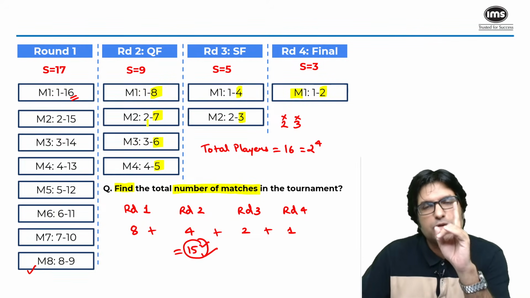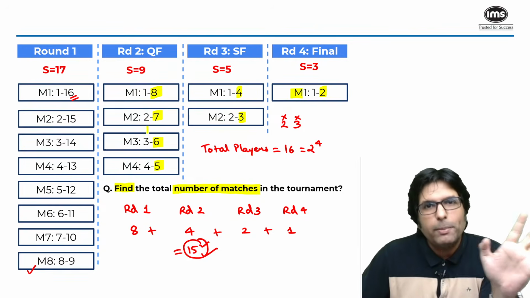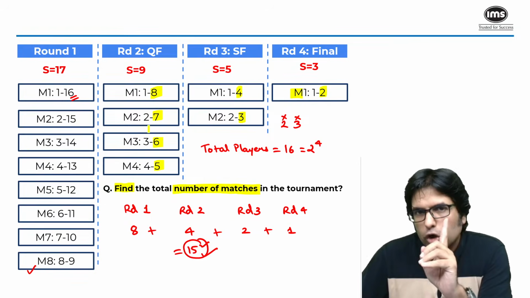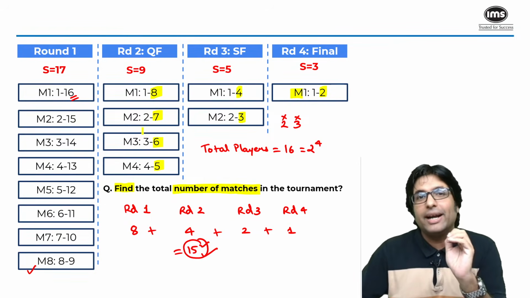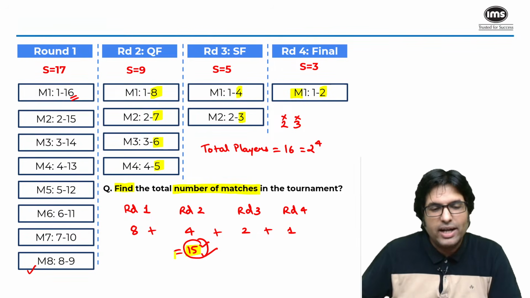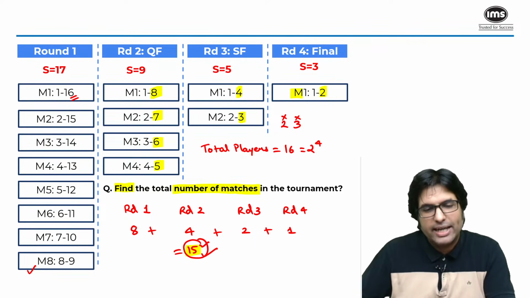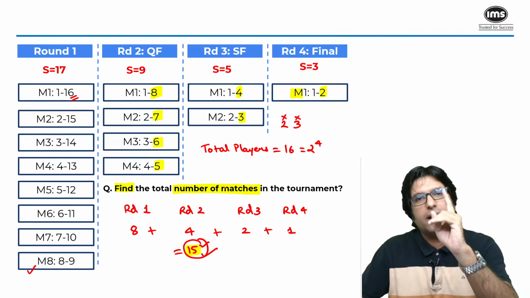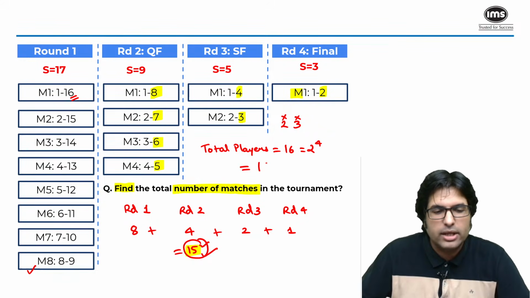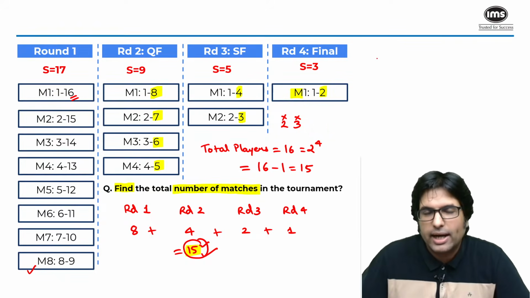Can I say in every match one player is getting eliminated? All players are going to get eliminated? All 16 players? No, not all 16 players are going to get eliminated. One player will never get eliminated. So which is why that one is not counted, and we could directly say that for all the other players we can count 1 match where they are getting eliminated. So simply said, we could say total players minus 1, 15 would be our answer.